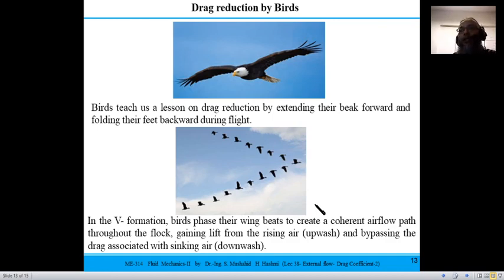So many flies and so many birds use these different formations in order to reduce the drag. And even marine fish do the same thing, they reduce the drag just like ships. So they change their maneuvers, and they make their body more streamlined, so that it has less drag.